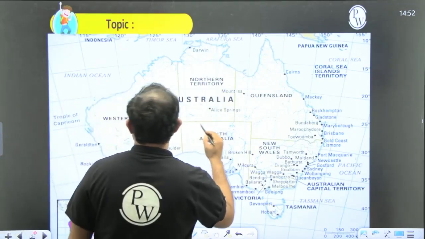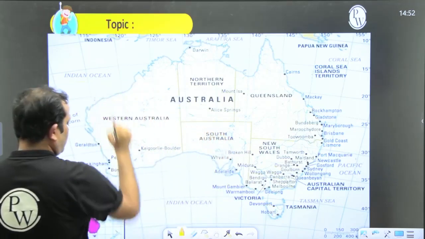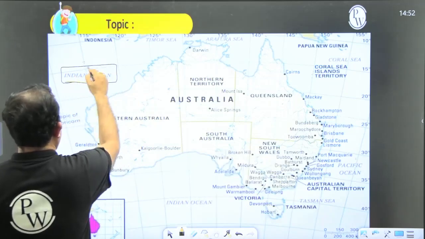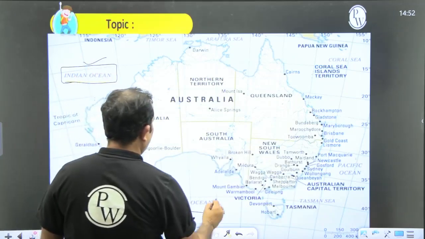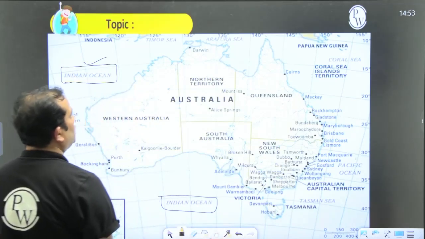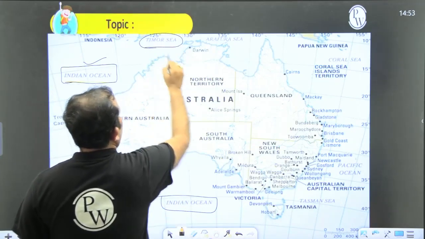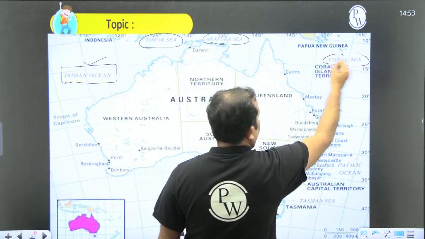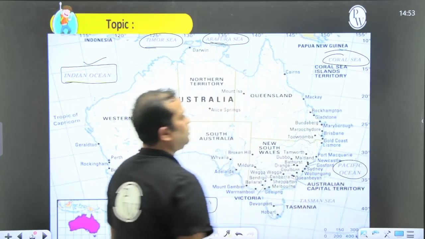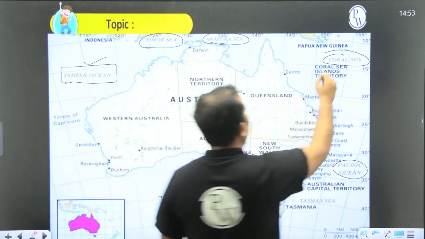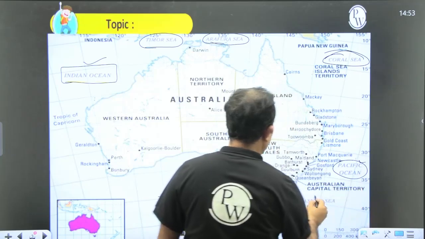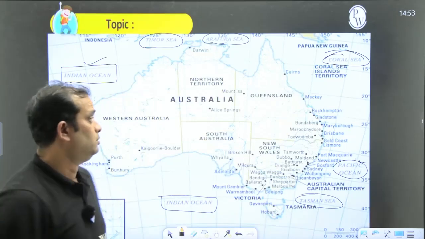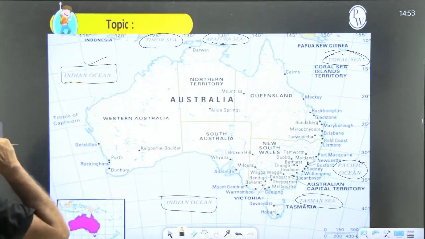Australia is surrounded on the western side by the Indian Ocean, and on the southern side also by the Indian Ocean or Southern Ocean below that. The Timor Sea is on the north, the Arafura Sea is on the north, and the Coral Sea is in the east, and the Pacific Ocean is also in the east. The Coral Sea is a part of the Pacific Ocean, and the Tasman Sea is also a part of the Pacific Ocean.